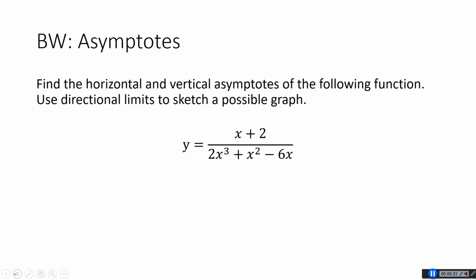Before we jump in, let's try a little bit of bell work here about asymptotes that we were talking about in the last section. So what I'd like you to do is find the horizontal and vertical asymptotes of this guy and use directional limits to sketch a possible graph. So if you want to try this on your own, you can pause the video, or you can watch along with me and you can do it with me.